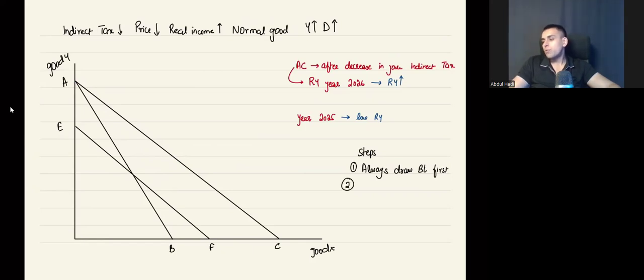The second step is to find X. Where is X in this diagram? This is the X. Second step is to find X. Third step: only one indifference curve on X. Only one IC on X. To recap: the first step is to draw budget lines only. The second step is to find X. The third step is to draw one indifference curve on X.